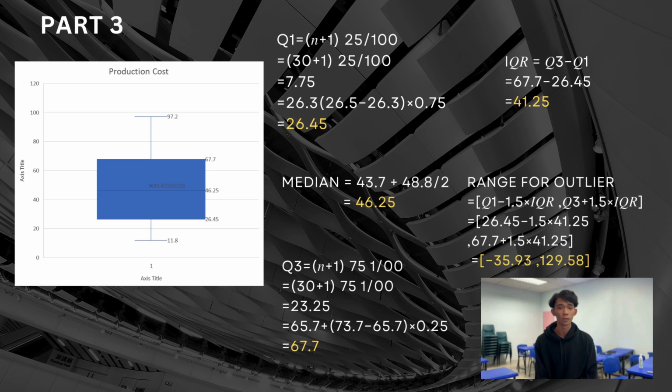So how to find the median? Basically the median formula is (30 plus 1) times 50 divided by 100. So we can get the median, which is 46.25. And for Q1, the formula is (n plus 1) times 25 divided by 100. So we can get the Q1 as 26.45.